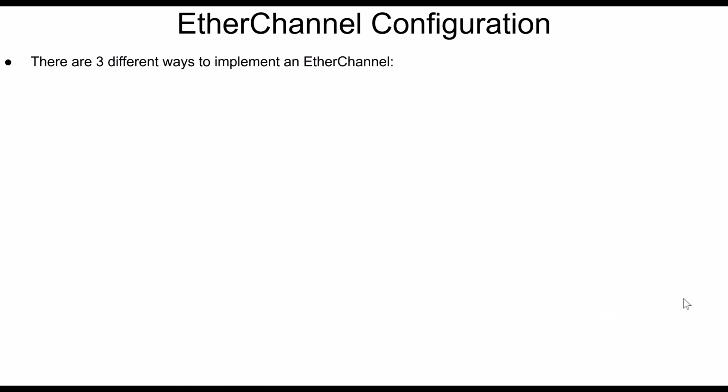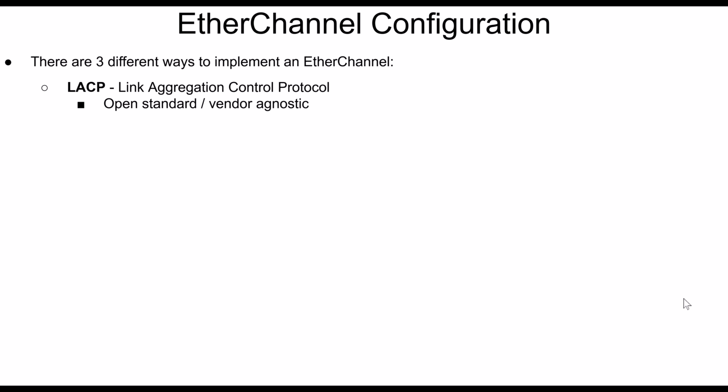EtherChannel configuration. There are 3 different ways to implement EtherChannel. LACP, the Link Aggregation Control Protocol, is the most popular one, the most used in production. It's an open standard, which means it's vendor agnostic. You can use it from a Cisco switch to a Juniper switch, or a Cisco router to an HP router. It's an open standard, so most vendors are going to support it.